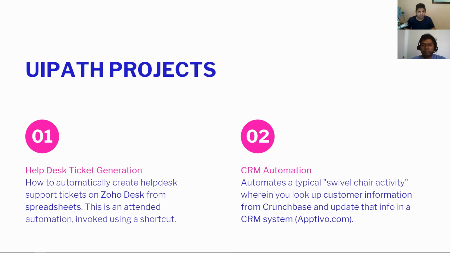Okay. So, a high-level overview of the projects that we have in the book, right? We start with a simple help desk ticket generation project. In this project, we take a spreadsheet, put the ticket data in there, and then UiPath takes the data and puts that in Zoho Desk, which is a free-to-use application from Zoho. And we've made that an attended automation, a simple attended automation which you can invoke using a shortcut.